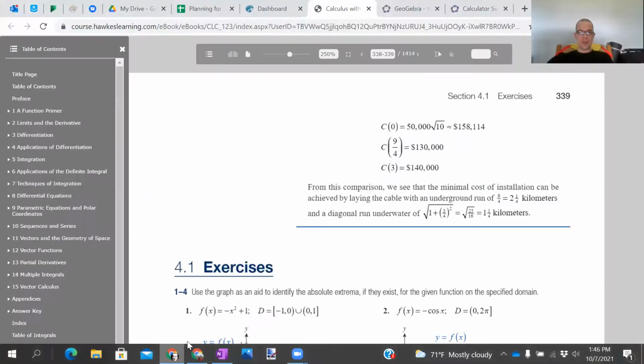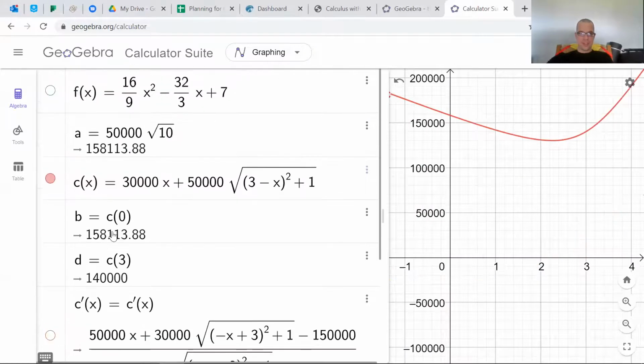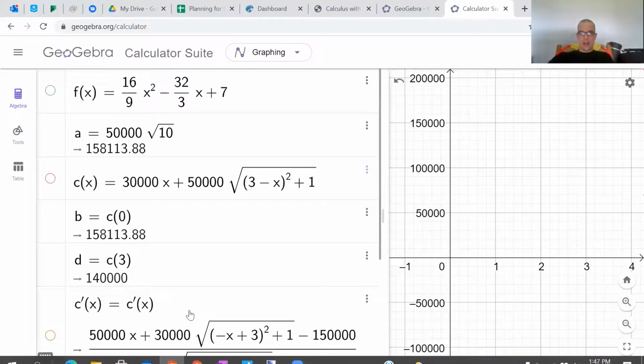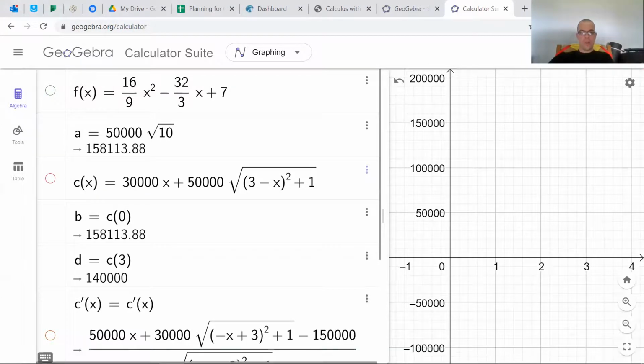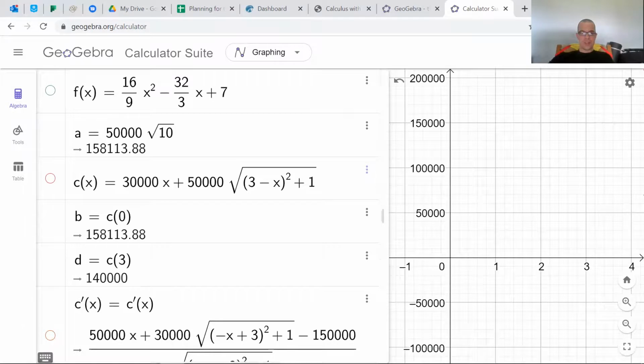I typed it in on GeoGebra. Oh, pay no attention to the rest of this. Yeah, it's going to be 158,113. Ooh, even 88 cents. Okay. Let me click on OneNote.